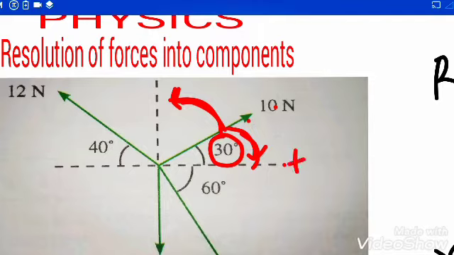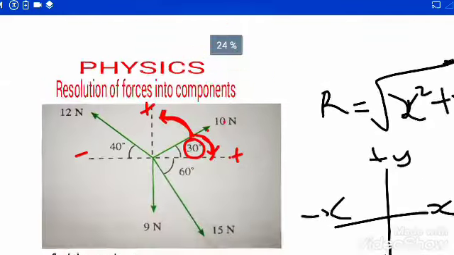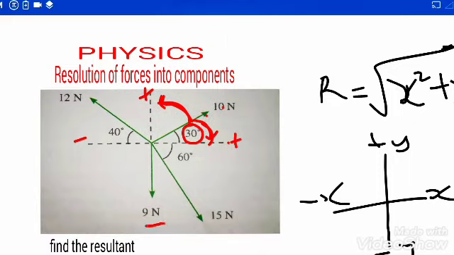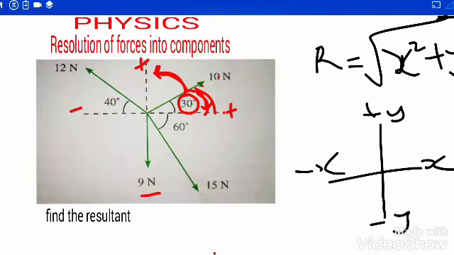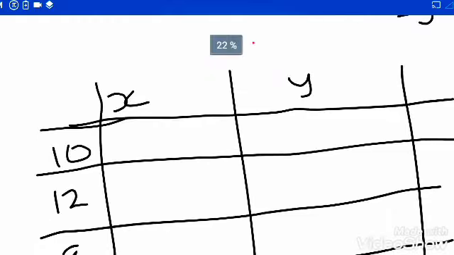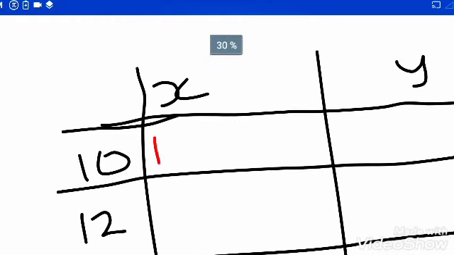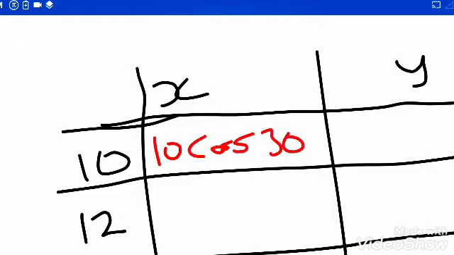Remember, this is positive, this is positive, this is negative, and this part is negative, so I'm resolving to positive, positive. So I'm going to be having 10 cos 30 for the x-axis and 10 sine 30 for the y-axis. So here I'll be having 10 cos 30 and here I'll be having 10 sine 30. Okay, that's that for that.